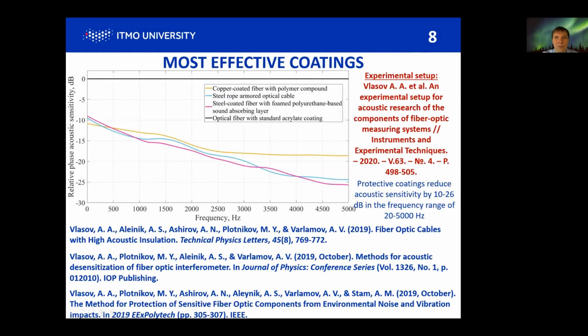This slide shows the result of an experimental study of the three most effective coatings. Maximum suppression of acoustic sensitivity at a level from 10 to 26 decibels in the frequency range from 20 to 5,000 Hz compared to an optical fiber in standard acrylate coating. The most effective coating turned out to be a telecommunication optical cable with steel rope armoring of fibers. The modulus of this construction is provided by steel, and Poisson's ratio is provided by its elastic properties as well as the presence of hydrophobic filler in this construction. A description of the experimental setup, measurement techniques and procedures, and the full results of the study with discussions are presented in the referenced articles.